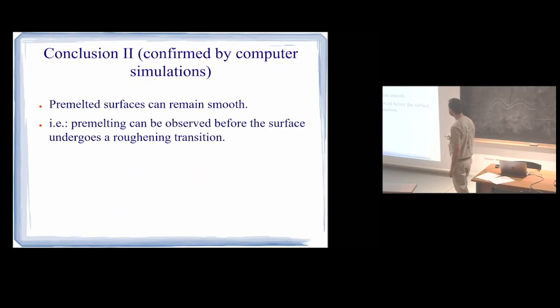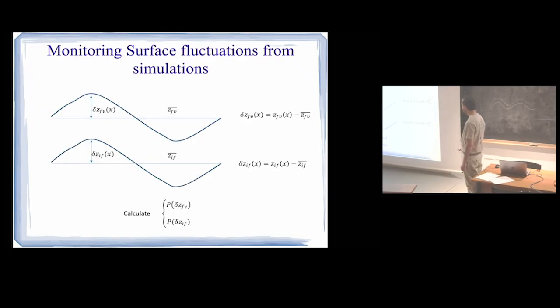Okay, so second conclusion, which is the confirmation by computer simulations of my previous conclusion. Indeed, I can have pre-melted surfaces that are smooth, and there is a roughening transition between them. So there's no problem in observing steps in a surface that is pre-melted. Now, what I'm going to do is to use this analysis to study the problem, perhaps in a more transparent way. This is my pre-melting film, that thing in between these two lines.